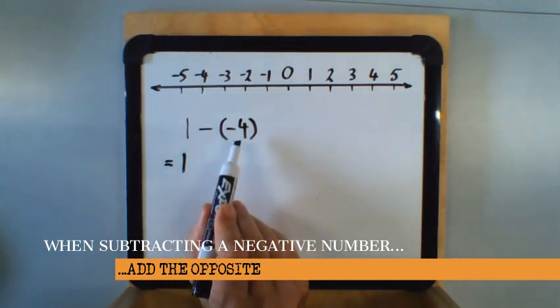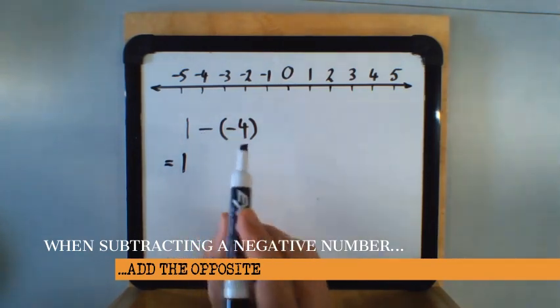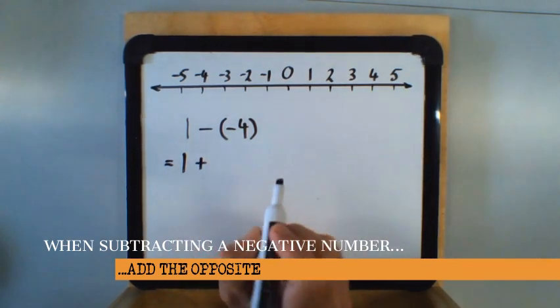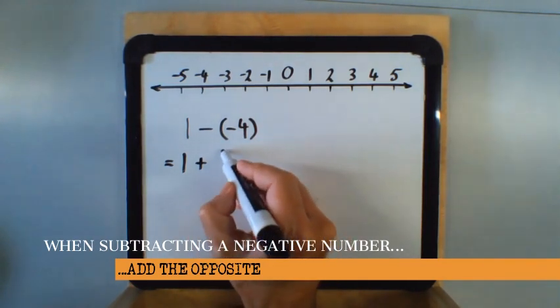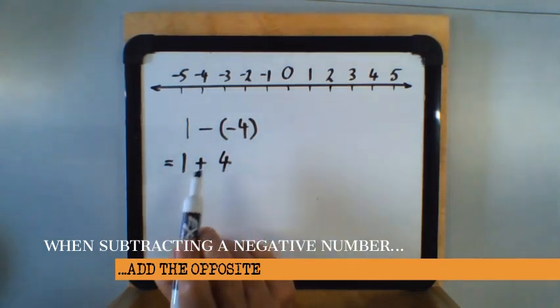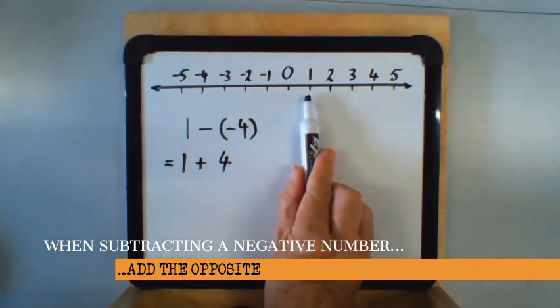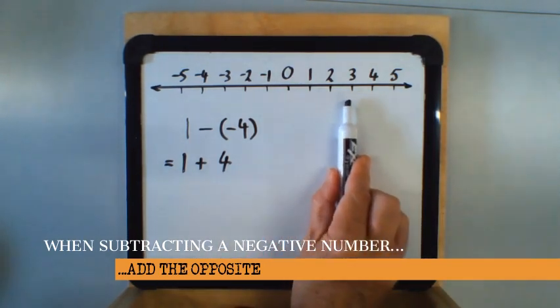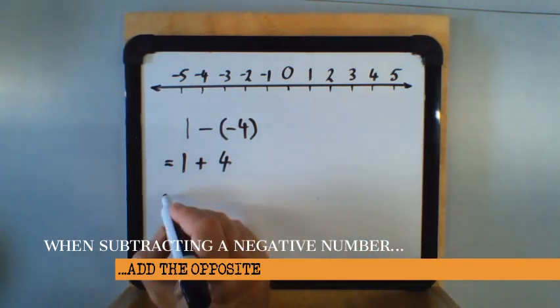I'm subtracting a negative, so I'm going to add the opposite. So instead of minus, I'm going to plus. The thing I'm plussing is the opposite of minus 4. The opposite of minus 4 is 4. So 1 take away minus 4 is really the same as 1 plus 4. Starting at 1, moving up 4, it goes up to 5.